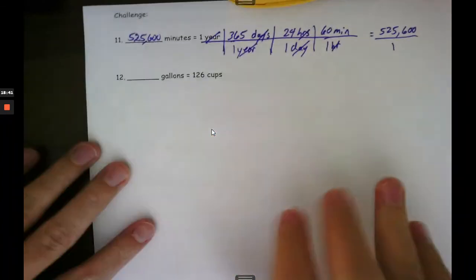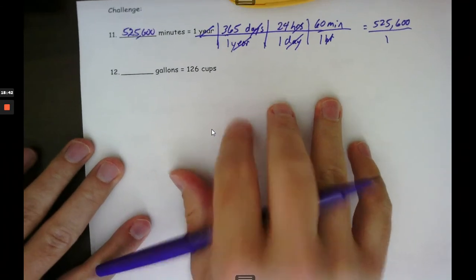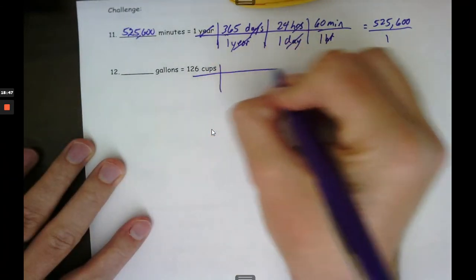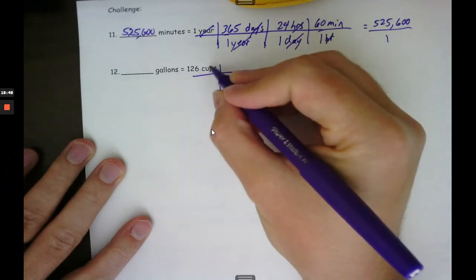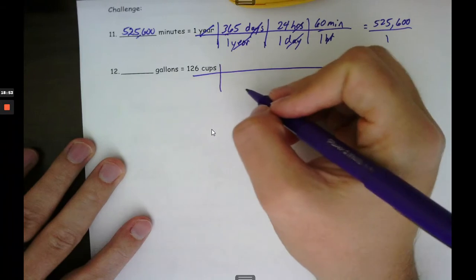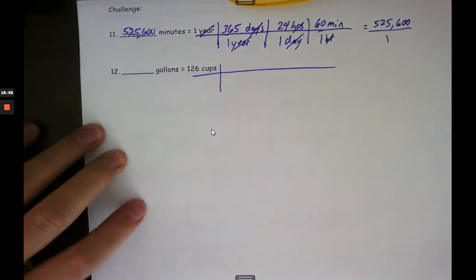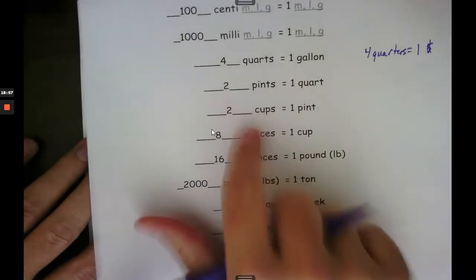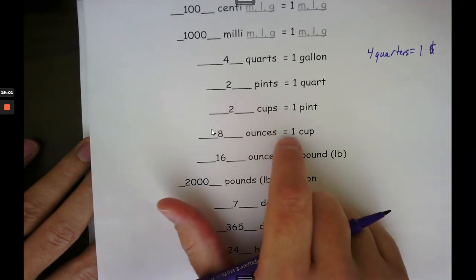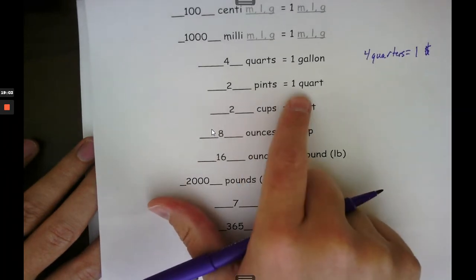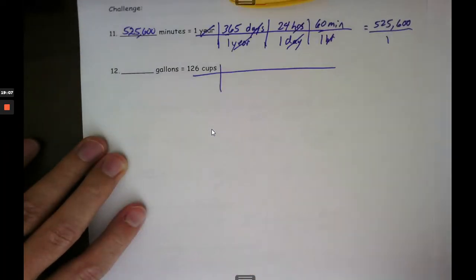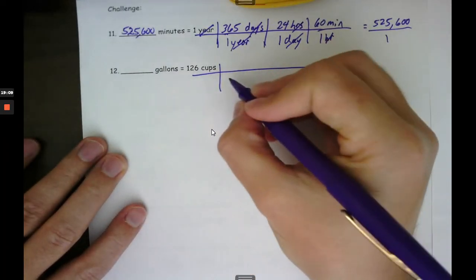Alright, the last challenge problem, we're going to go from cups to gallons. Alright, so I'm going from a small unit, a cup, to a gallon, which is much larger. Okay, so we need conversions that will help us do that. So let's look. Cups to pints. Then I could go, let's see, pints to quarts, and then quarts to gallons. So this is a 3-step, which is why these are challenging. These are challenge problems. Alright, so what do I know?